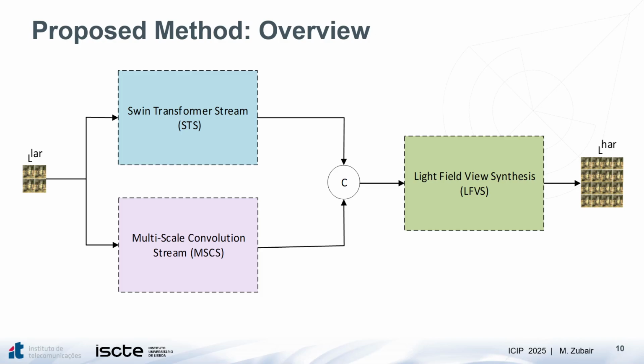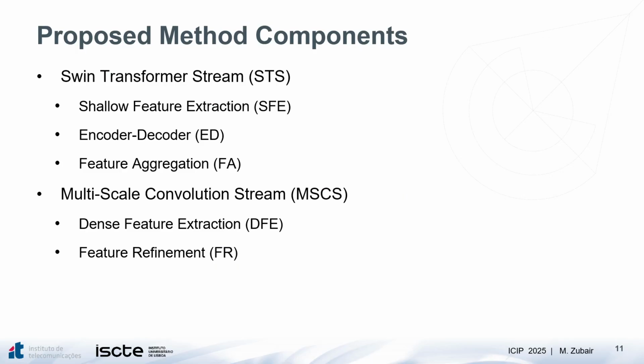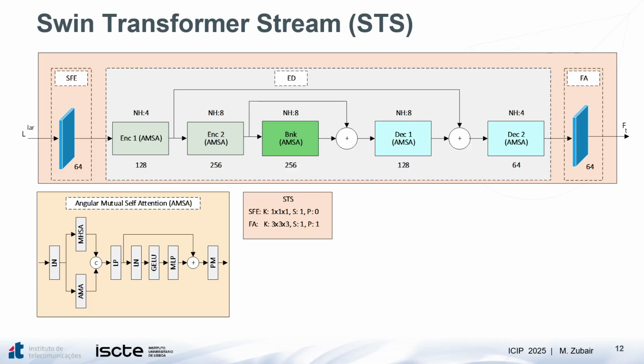Now in the next slide, I am going to present the components of each stream. The Swin transformer stream consists of three components: shallow feature extraction, encoder-decoder, and feature aggregation. The multi-scale convolution stream consists of two components: dense feature extraction and feature refinement. In the next slide, I am going to show you the Swin transformer stream architecture.